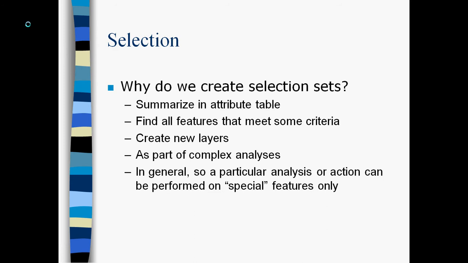Once again, in review, why do we create selection sets? It allows us the ability to summarize and compute values for a subset with specific characteristics. We can identify all features that meet a certain rule or criterion. We can create a new layer that's a subset of a previous layer in which only certain things apply, and often selection by location is one of the steps in a complex series of steps to create an answer to a complicated question.